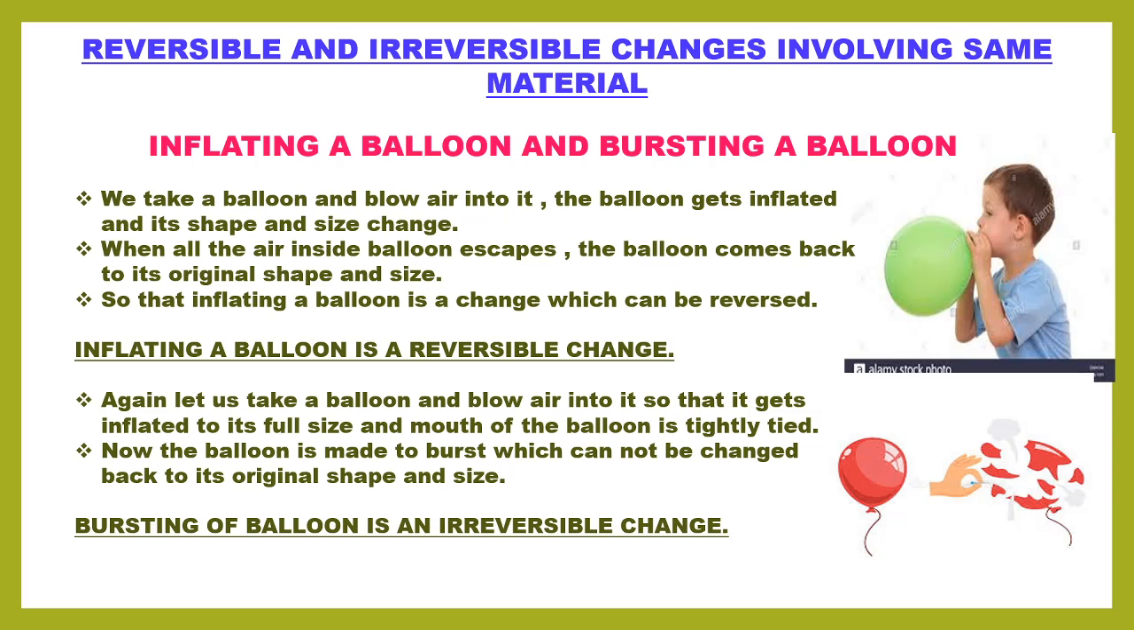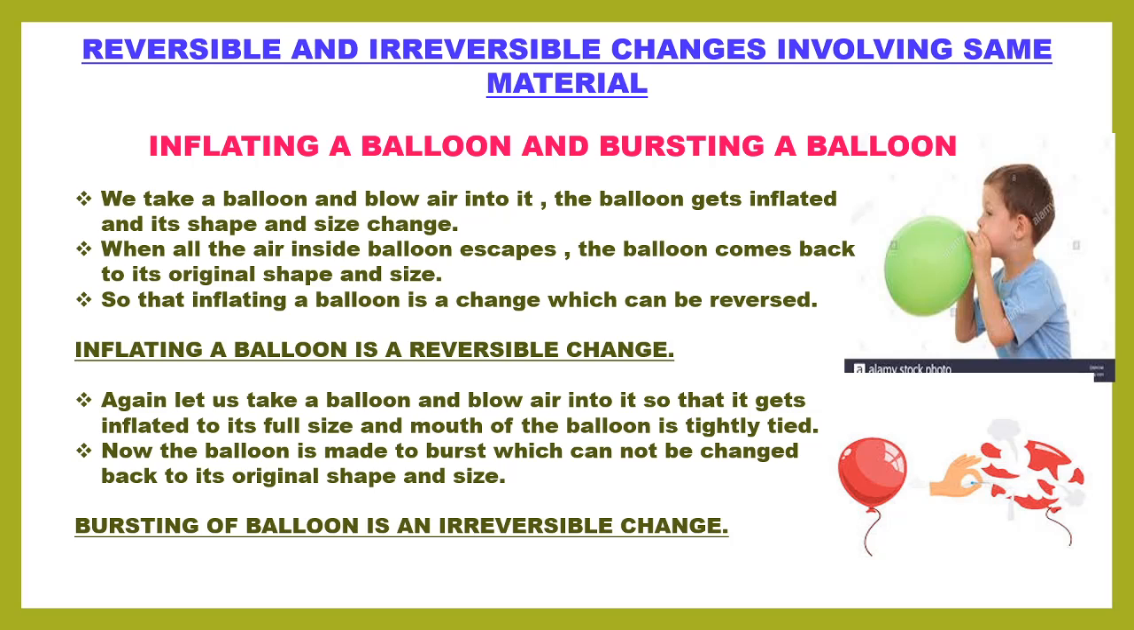Now, again, let us take a balloon and blow air into it so that it gets inflated. The same way as we had done before, we had taken a balloon and blew air into it so that it got inflated to its full size, and after that we had tied the mouth of the balloon very tightly. After doing this, we are bursting the balloon with the help of a sharp object. After bursting the balloon, the air will come out of the balloon, and the balloon will come back to its initial state.